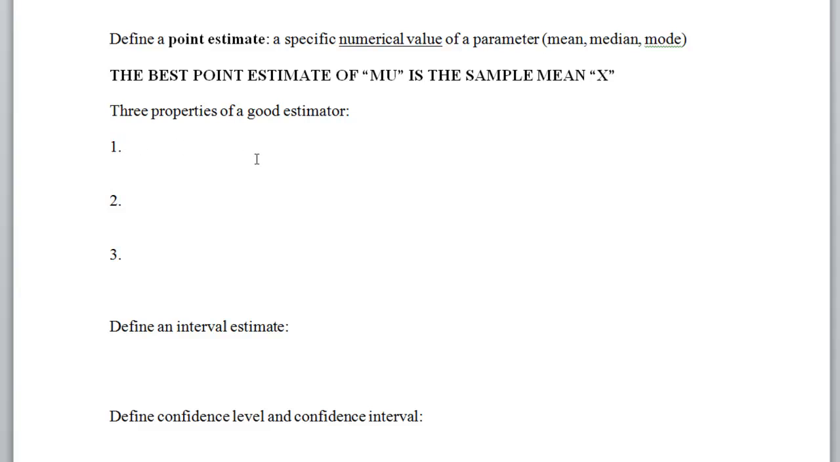So first of all, a good estimator is unbiased. And that means that your estimate should be equal to your population parameter. So that means your estimate should try to be as equal to your mu as possible. So your sample mean x should try to be unbiased, which means it should be equal to the population parameter, or mu. All right, we're going to now go to consistent.